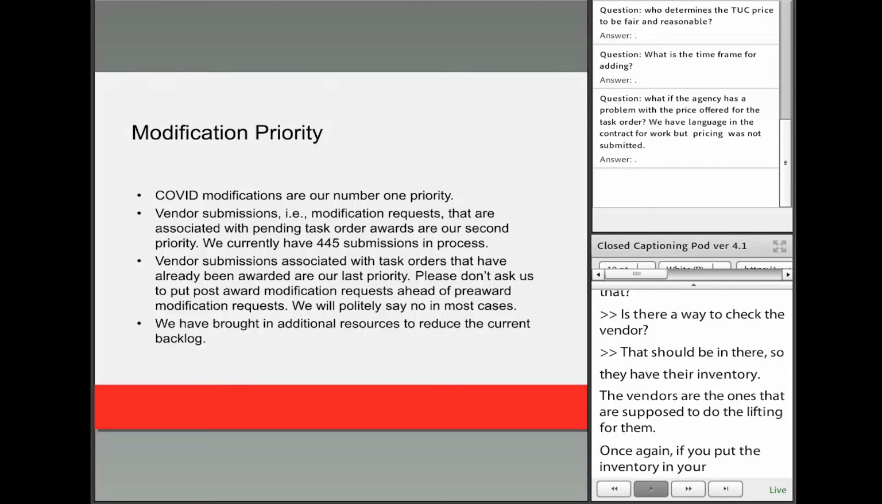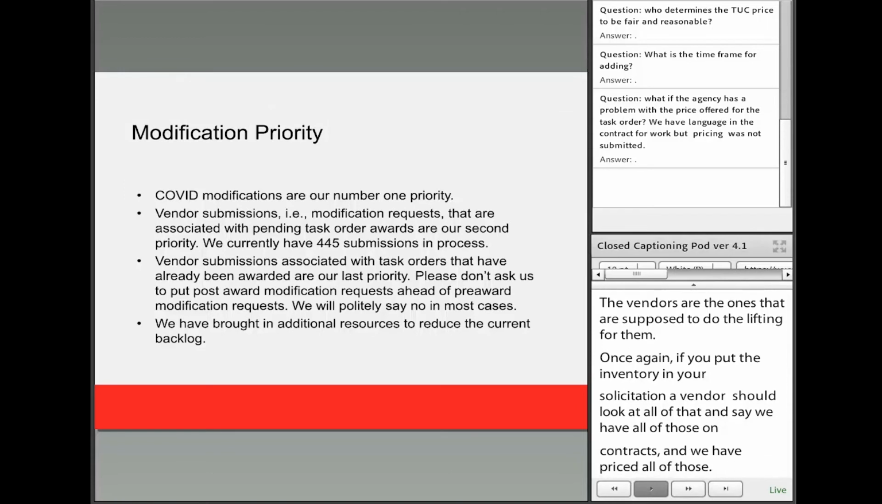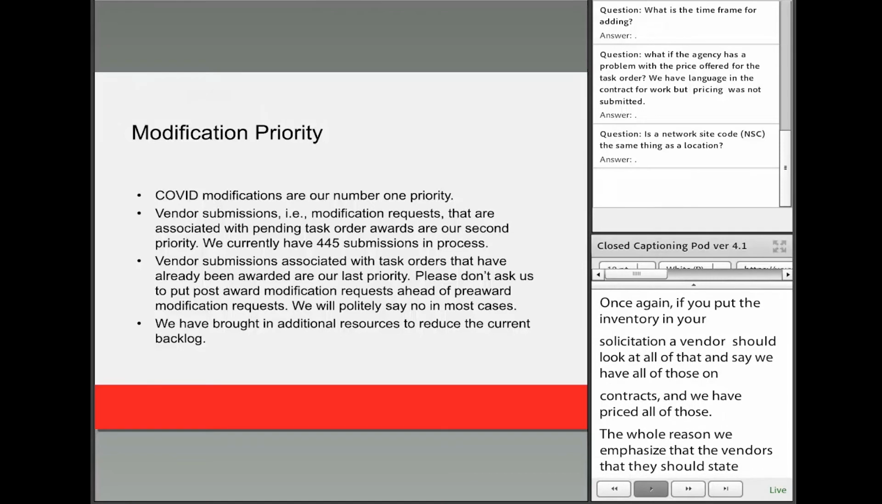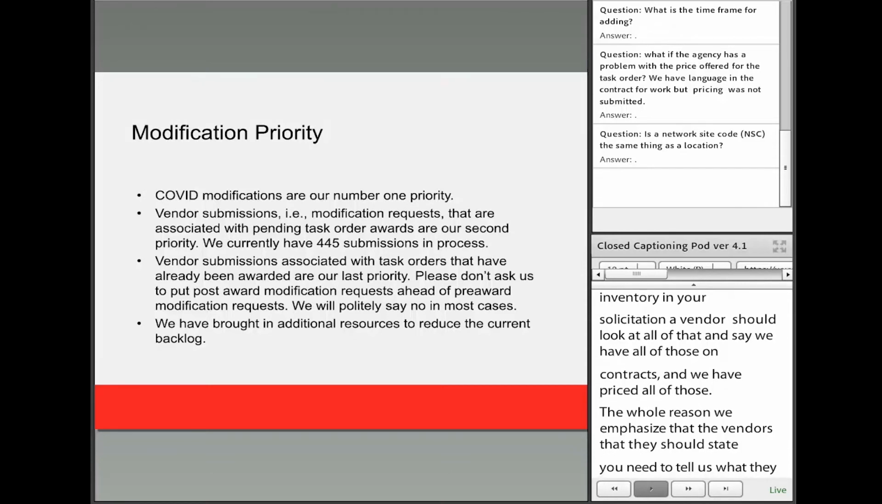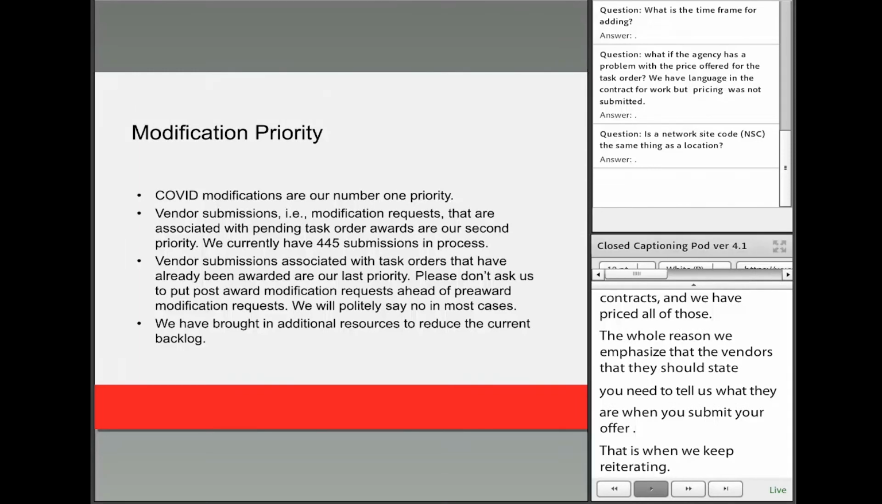And the whole reason we emphasize that vendors, well, that RFP should state, you need to tell us what your missing prices, CLINs, services, etc. are when you submit your offer. That's what we keep reiterating. You want the vendors to tell you, this is what they don't have on contract now. This is a location we don't have access pricing for, so we need to do a modification. That is their job and not yours.